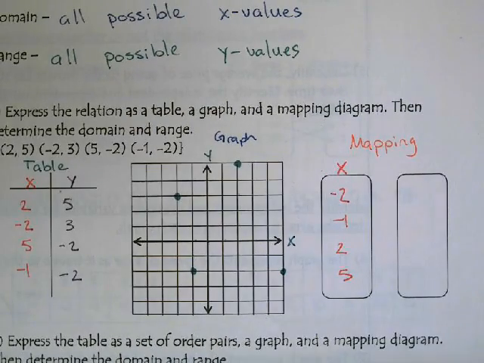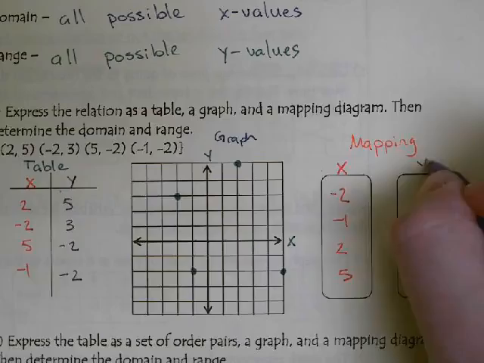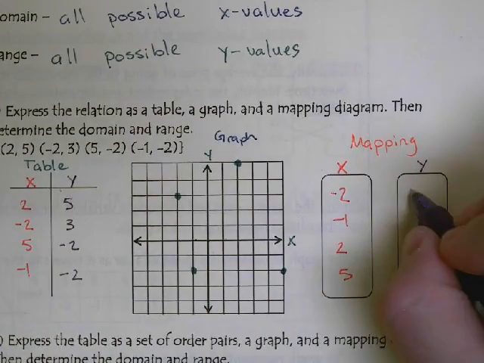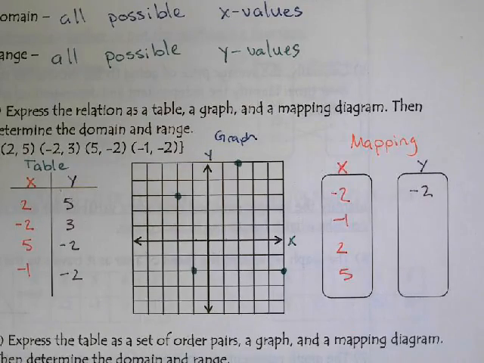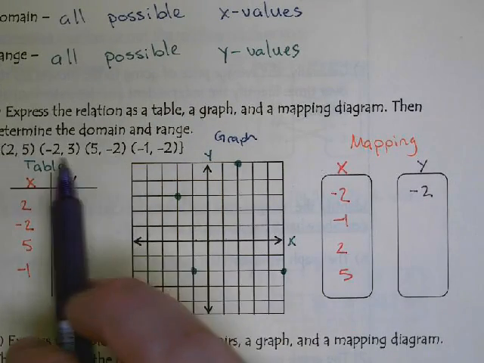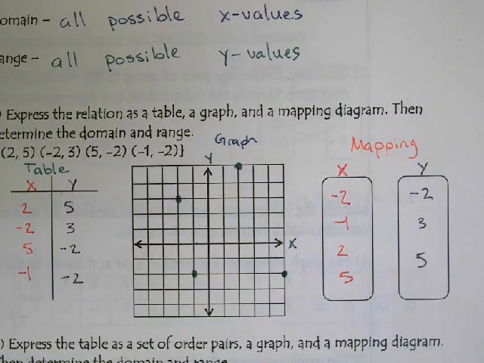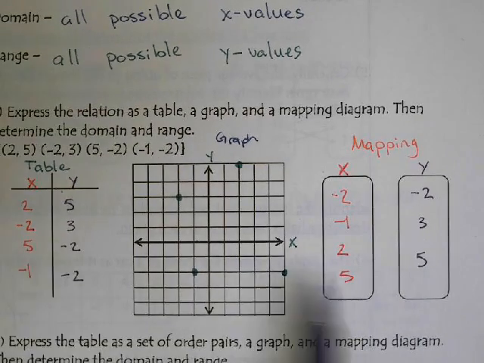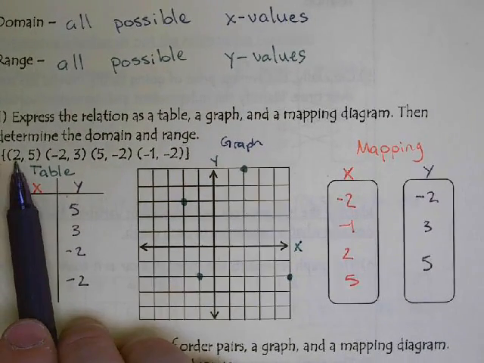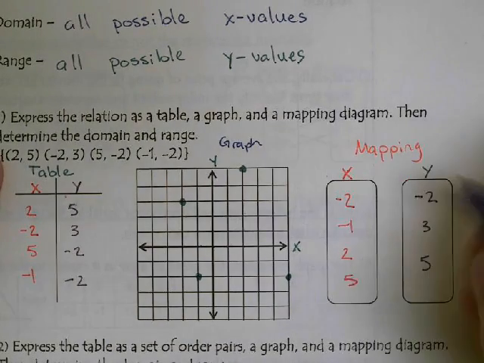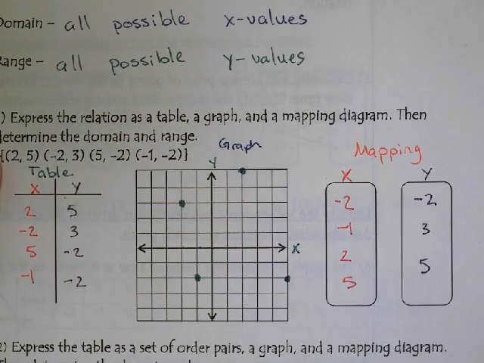Then I'll list my y values. My lowest value of y is -2, and it's listed twice, but we only need to write it once. We'll see why in a second. And then I'll have my 3, and then my 5. And now to map, I'm just going to draw an arrow that connects my x value to the corresponding y value. So on my first point, if I have a 2, I'll draw an arrow to the 5.